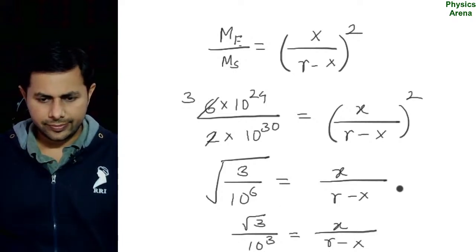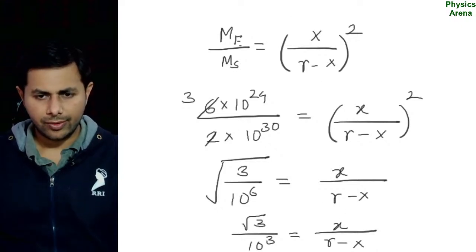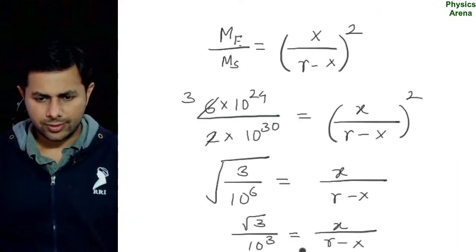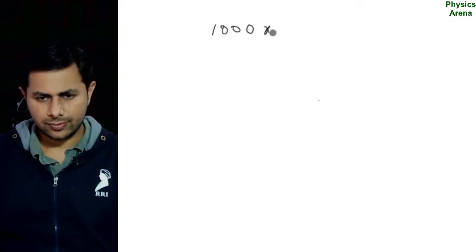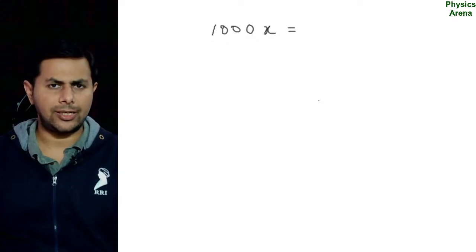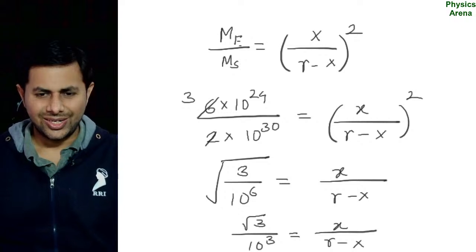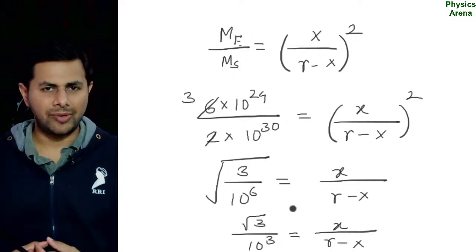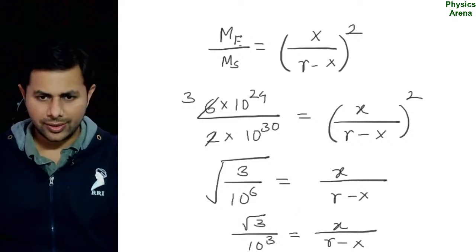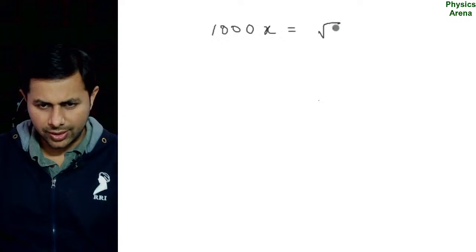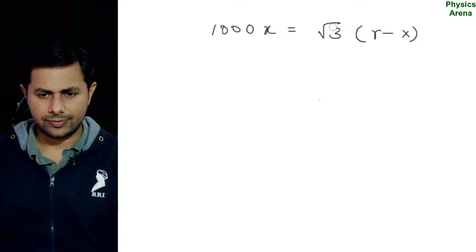So it is root 3 divided by 10 raised to 3. So I will cross multiply. So 1000x equals root 3 times r minus x. Okay, and I know the value of root 3, so it's actually beneficial to memorize these values, root 2, root 3. Okay, they come many times. All right, so it is root 3 times r minus x, and root 3 is 1.73.